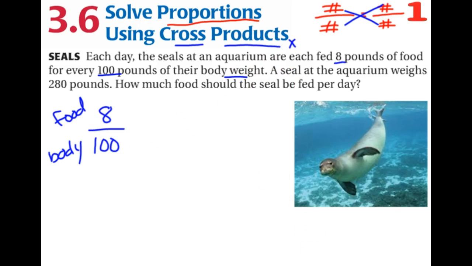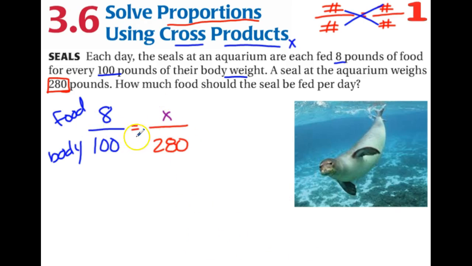Now it says one seal at the aquarium weighs 280 pounds. So if we're going to set up a proportion, this 280 pounds is the number of pounds that their body weighs, not the pounds of food. So the 280 should go on the bottom, and we need to figure out what goes on the top. You could use an F for food, or an S for a seal. I'm going to just use X.